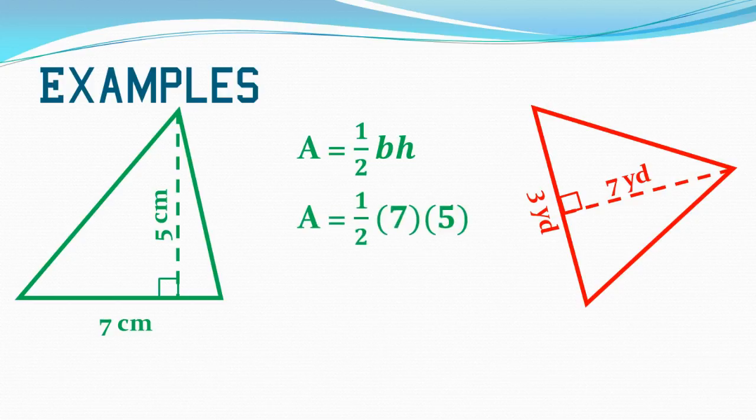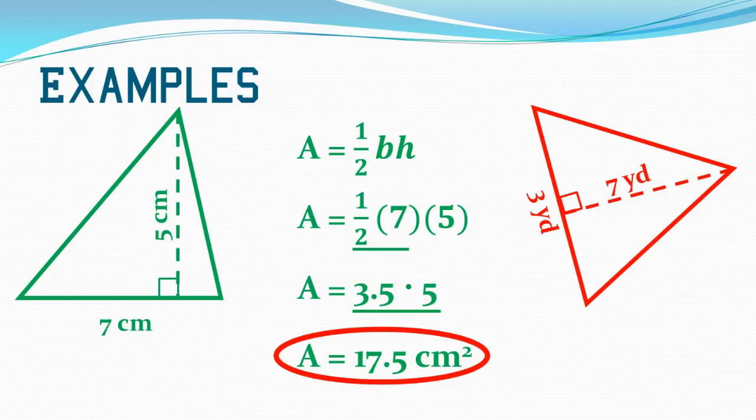So I plug those in. 1/2 times 7 times 5. Half of 7 is 3.5. 3.5 times 5 is 17.5. The units were centimeters, 5 centimeters, 7 centimeters. So my final answer's unit will be 17.5 centimeters squared.